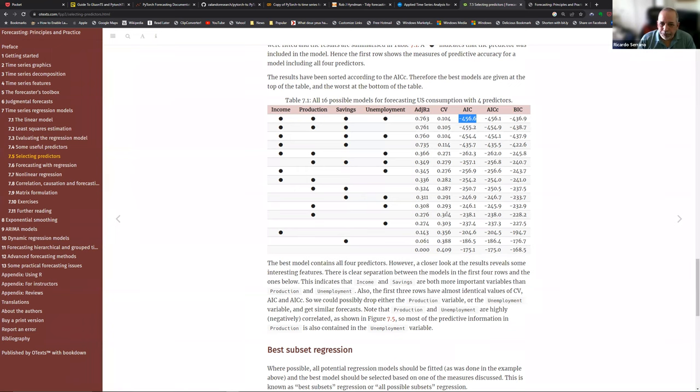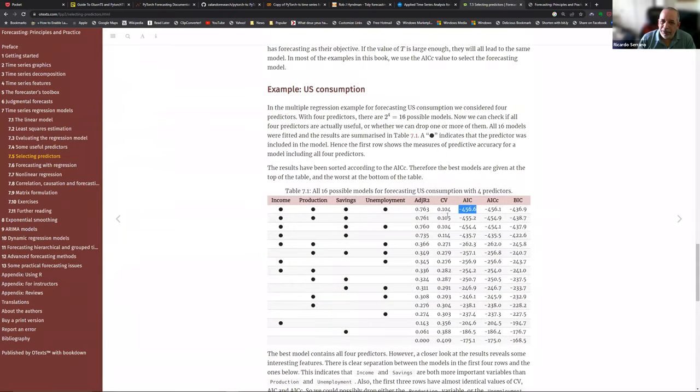So that's basically for the selection. But remember, usually in practice you have, for example, a model that has 100 predictors. So what you do is select, depending on the metric, different sets of predictors.